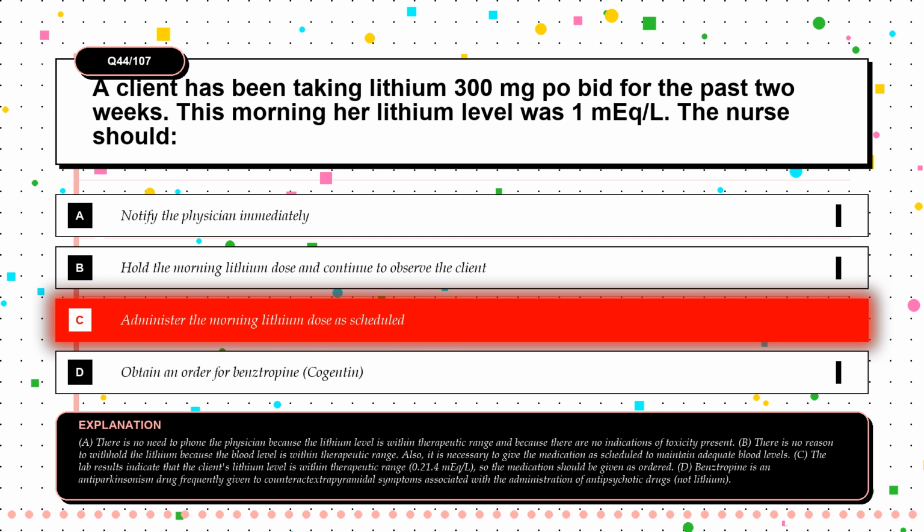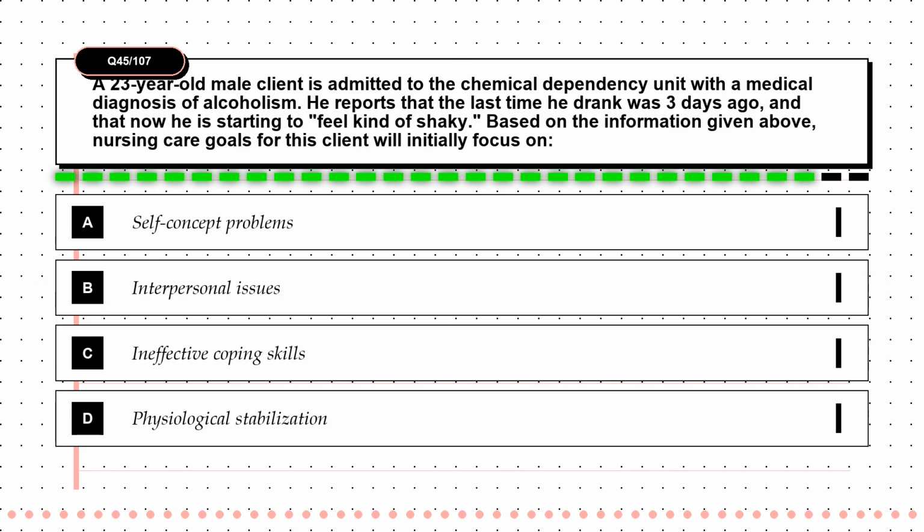C, the lab results indicate that the client's lithium level is within therapeutic range, 0.2 to 1.4 mg/L, so the medication should be given as ordered. D. Benztropine is an antiparkinsonism drug frequently given to counteract extrapyramidal symptoms associated with the administration of antipsychotic drugs, not lithium. Question 45. A 23-year-old male client is admitted to the chemical dependency unit with a medical diagnosis of alcoholism.